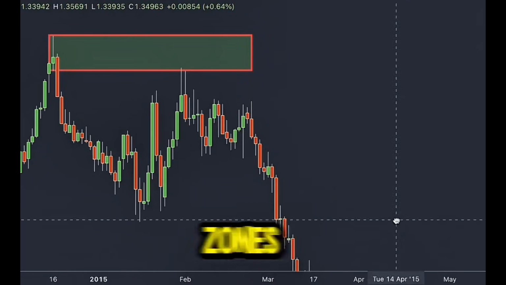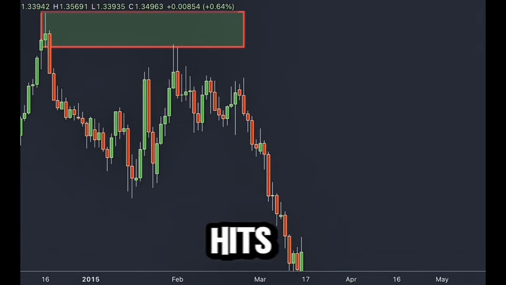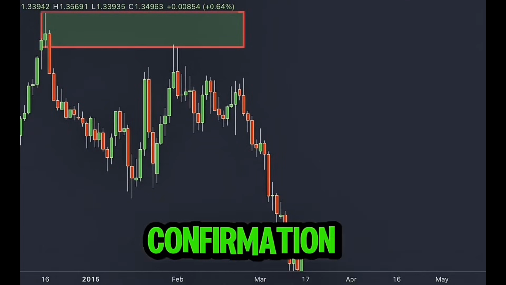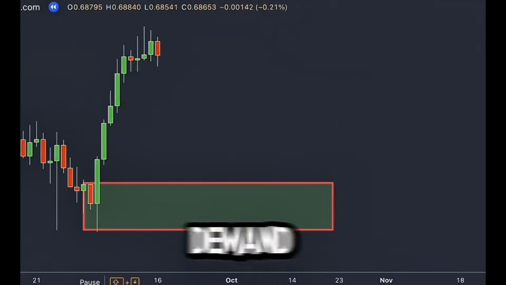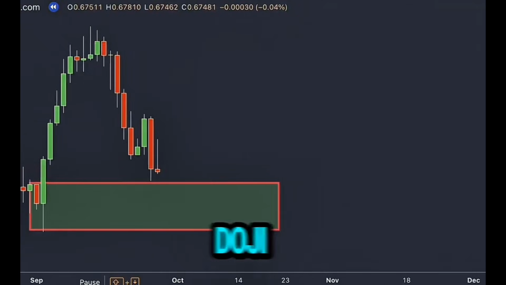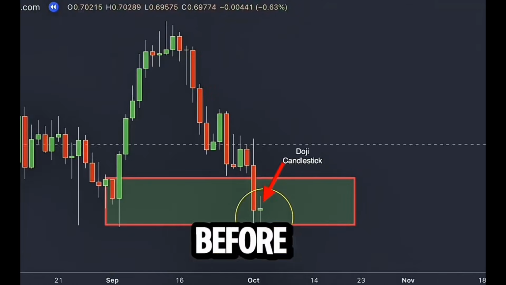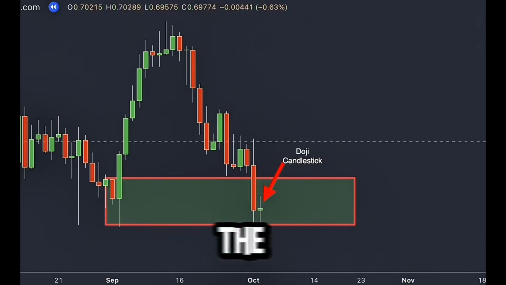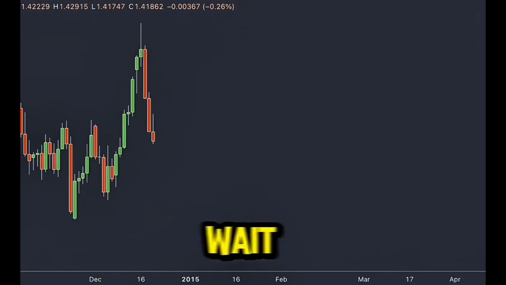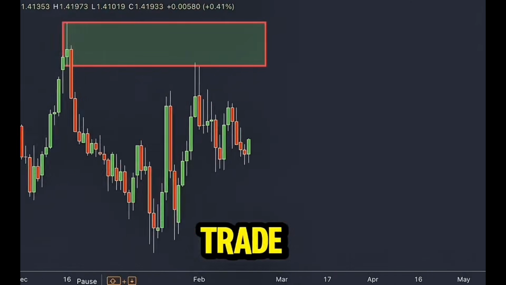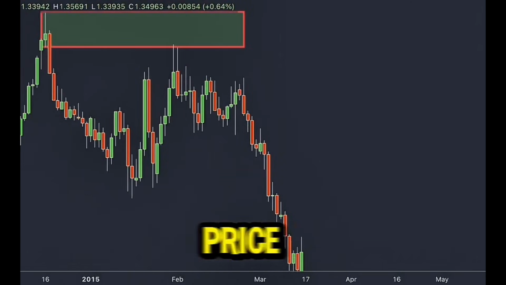Trading supply and demand zones isn't about jumping in as soon as the price hits the zone. Instead, it's about waiting for confirmation. For example, if the price returns to a demand zone, you should look for a bullish pattern, like a doji, or a bullish engulfing candle, before entering a buy trade. These patterns indicate that the buyers are stepping in, and the price is likely to go up. Conversely, if you're trading a supply zone, wait for a bearish pattern before entering a sell trade. This shows that sellers are gaining control, and the price is likely to drop.